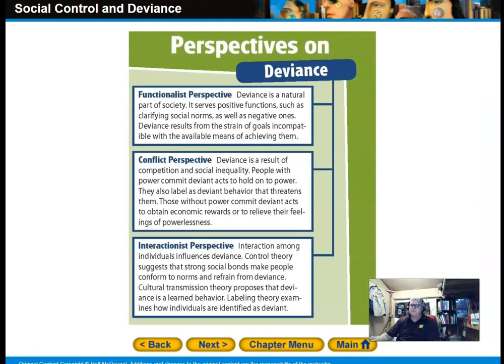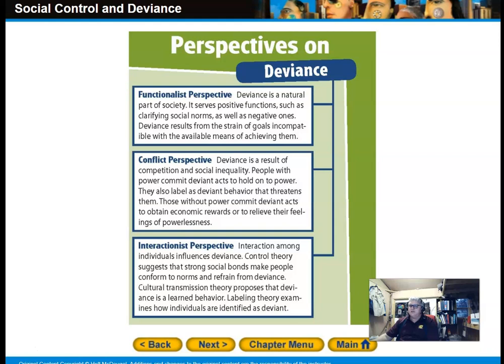So from the functionalist perspective, deviance is a natural part of society. It serves positive functions, such as clarifying social norms, as well as negative ones. Deviance results from the strain of goals incompatible with the available means of achieving them.